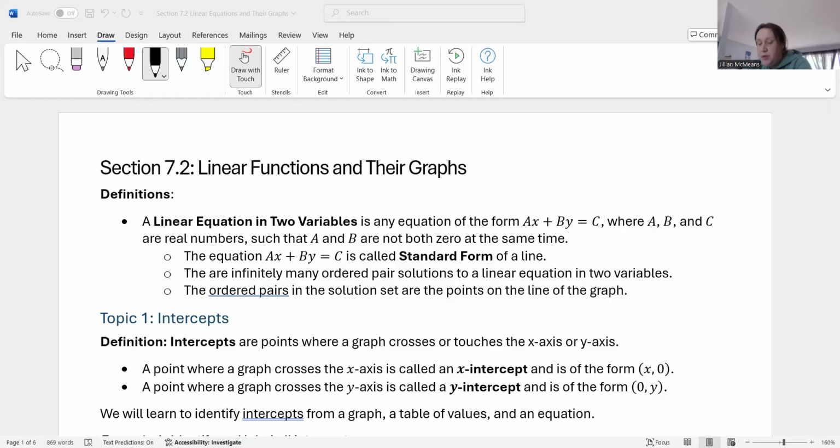In section 7.2, we're going to talk about linear functions and their graphs. Back in 7.1, we introduced the idea of equations in two variables and then functions. In this section, we're going to talk about a very specific type of equation in two variables, linear equations in two variables.